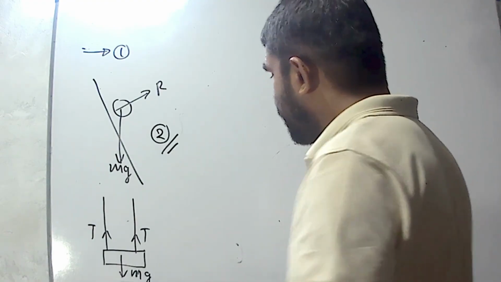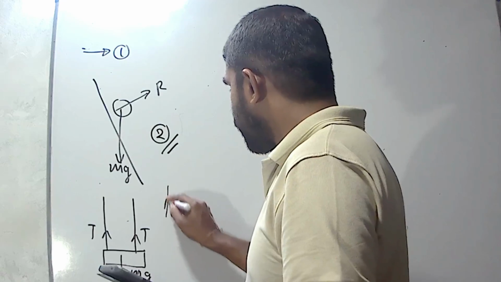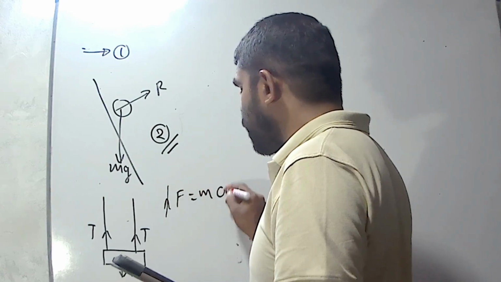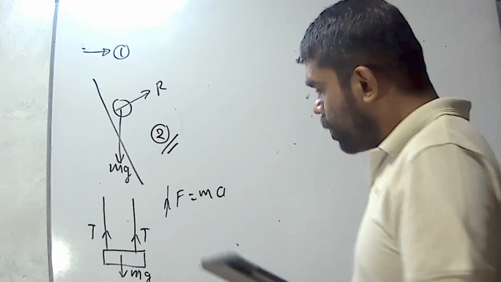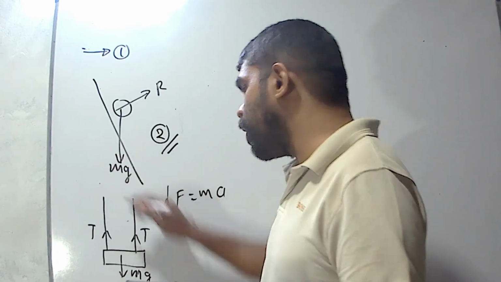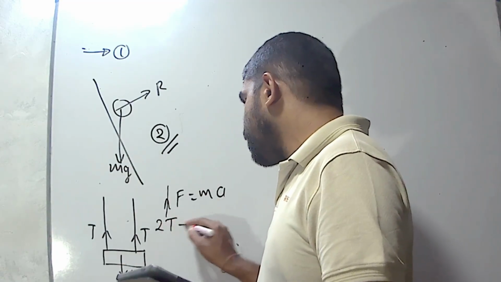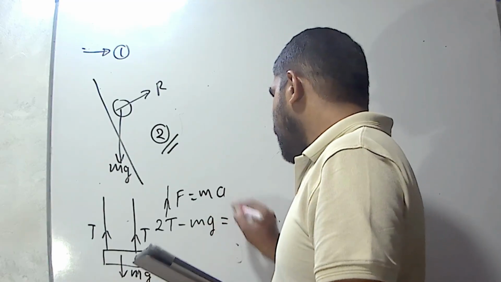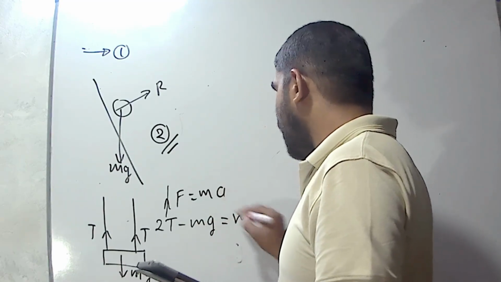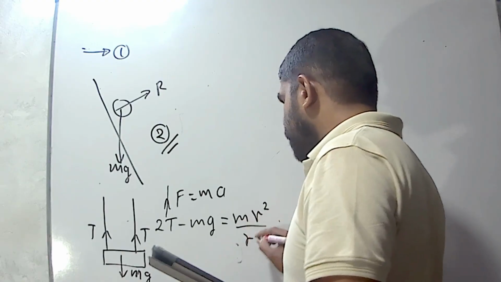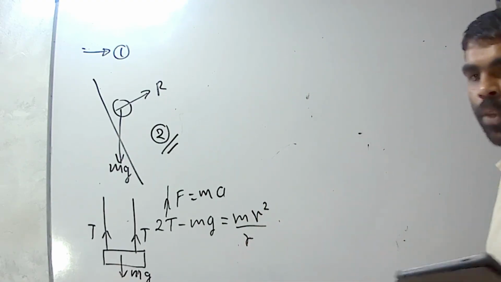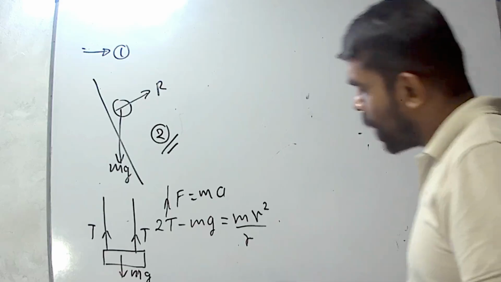We can use F equals ma towards the center. The center is on this side. The resultant force towards the center is 2T minus mg equals ma. We can use a as v squared over r. Then we have to substitute values and we can find the T value.